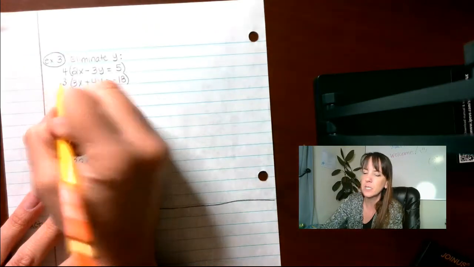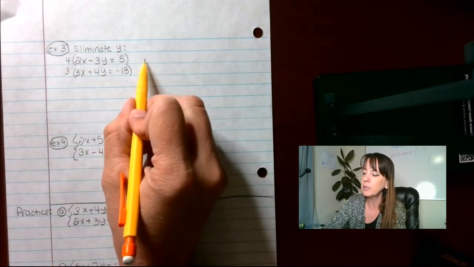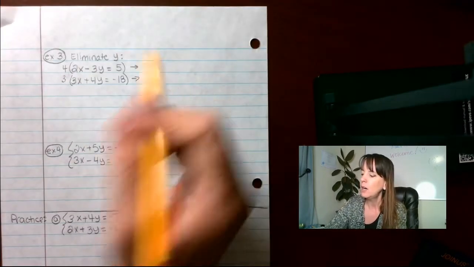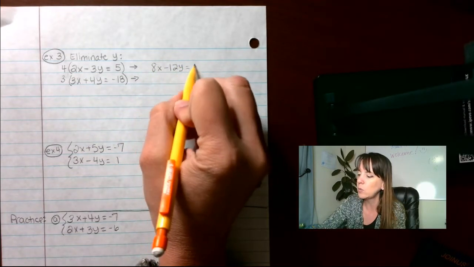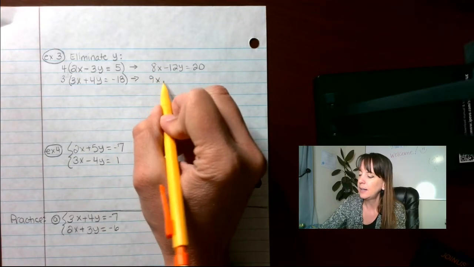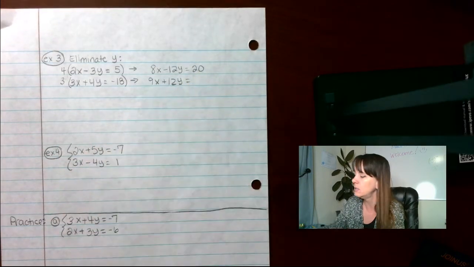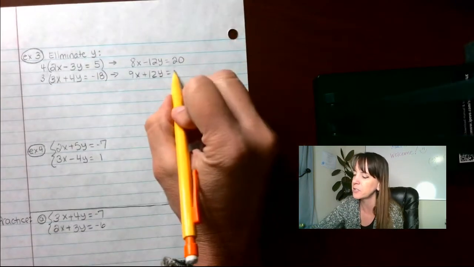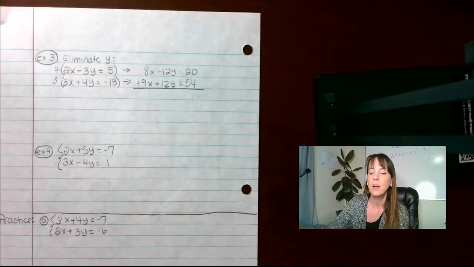Sorry about that. There's something under there. So if I do that, I get 8x minus 12y equals 20, and then down here I get 9x plus 12y equals 18 times 3, 54, that's right, I literally just did that, 54. And then we're going to add and do this. Those y's go away.